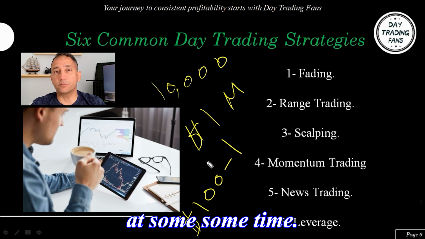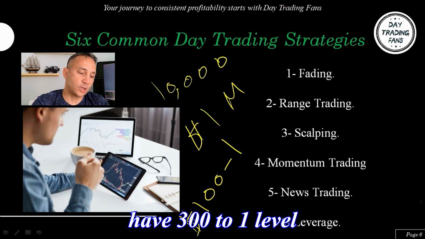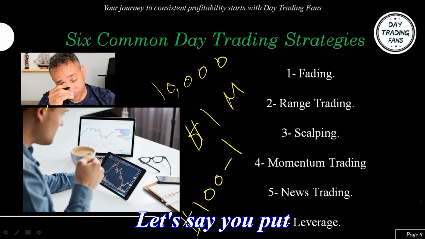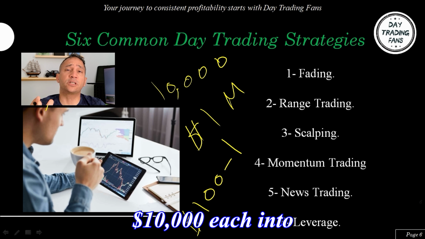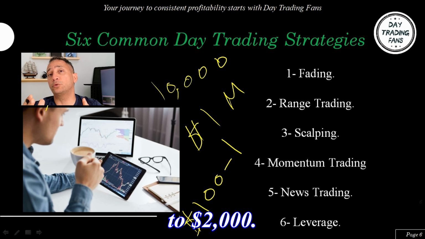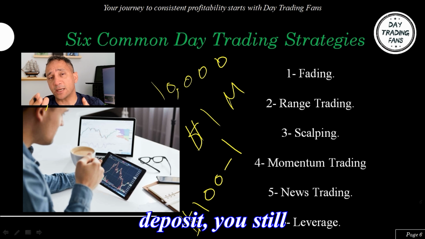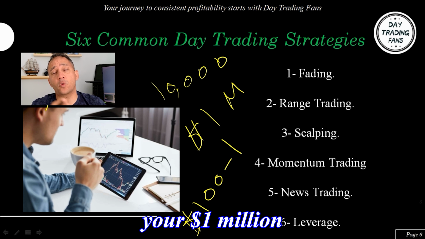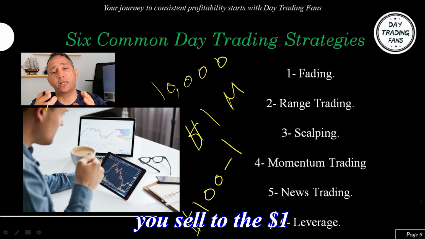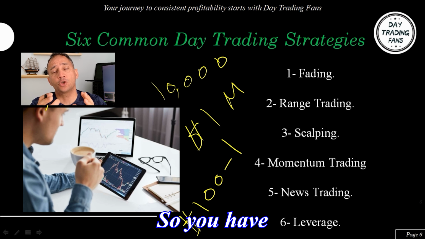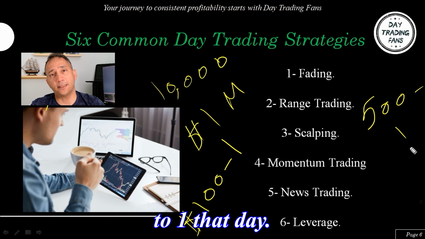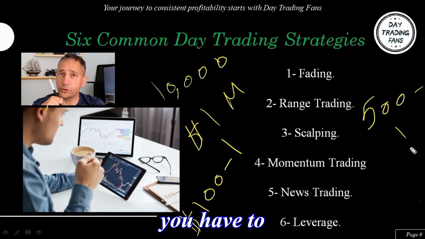At some time, I used to have 300-to-1 leverage because they don't change it. Let's say you put $10,000, you trade in a $1 million account, and you lose a couple of days, until it gets to $2,000. On that $2,000 deposit, they have not changed your $1 million buying power. So with that $2,000, you still trade a $1 million account. So at this point, you have a leverage of 500-to-1 that day. Unbelievable. But of course, you have to be licensed.